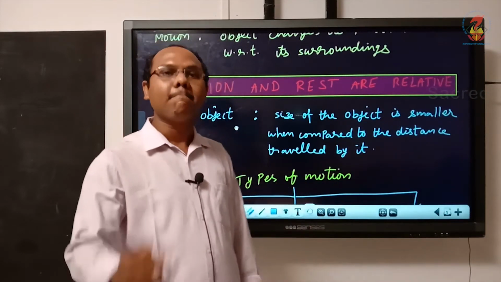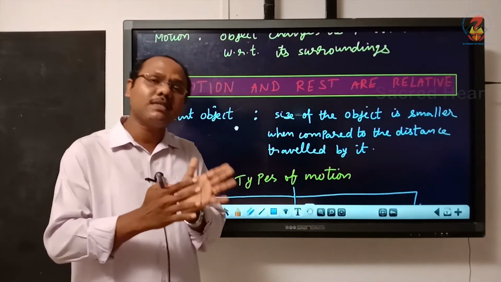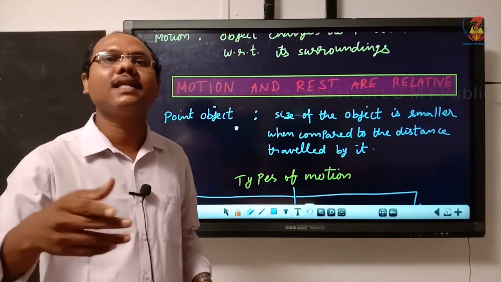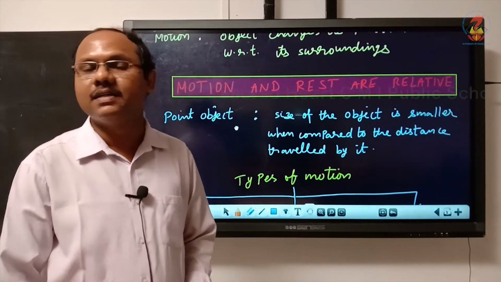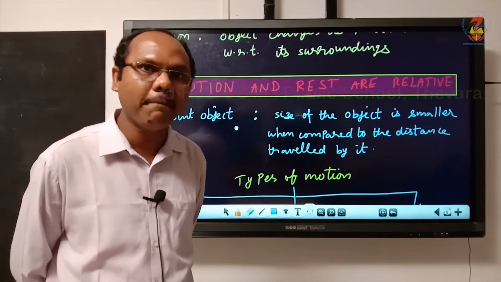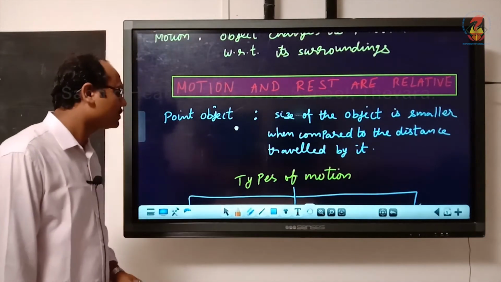But if the distance covered is very much lesser, say for example, the car has travelled 2 meter and the length of the car is 4 meter, then we cannot consider car as a point object. Okay?